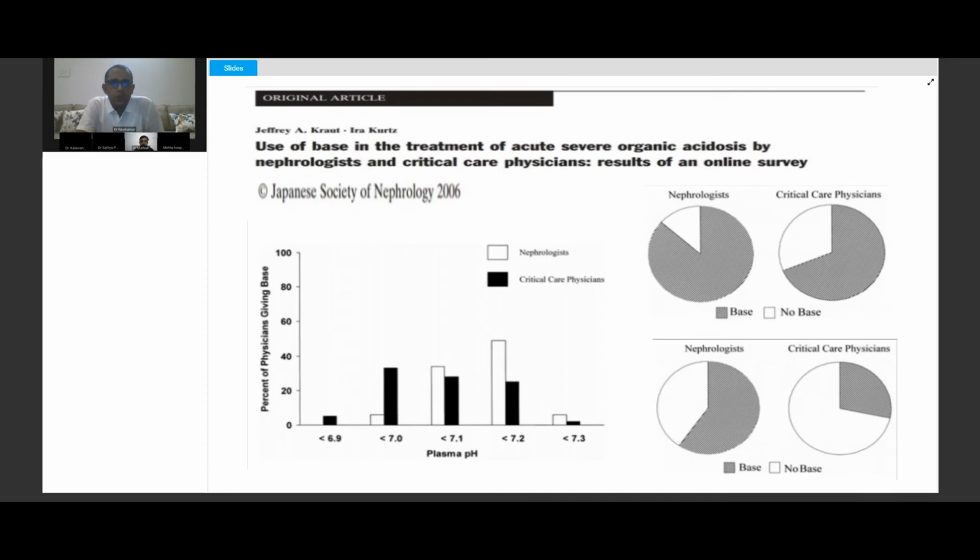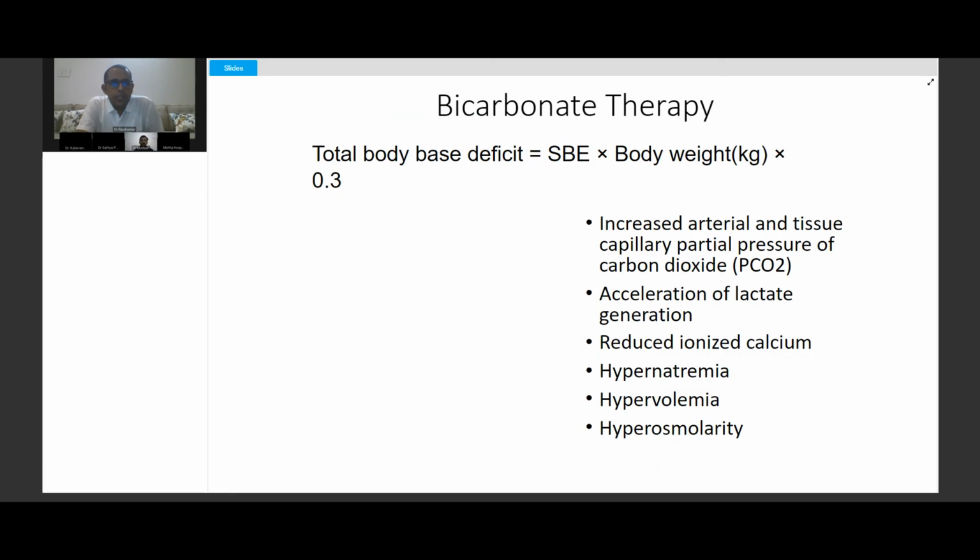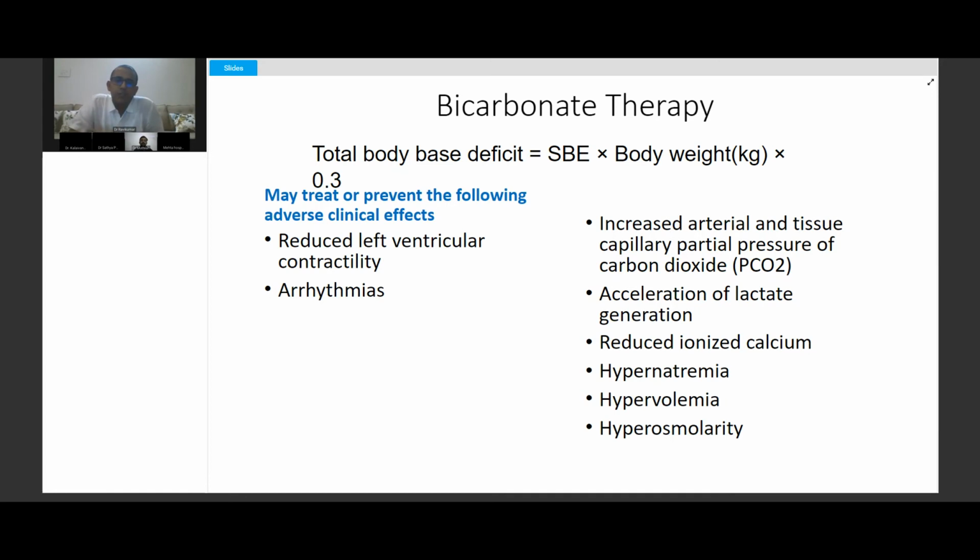So why is bicarbonate used? Basically, when you have a severe acidosis, we know that there is a severe myocardial dysfunction. To improve this, bicarbonate was used, and the formula which is used is based upon the base deficit. It also causes arterial vasoconstriction, and it also improves the catecholamine response.